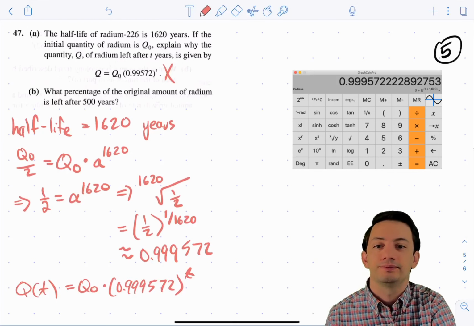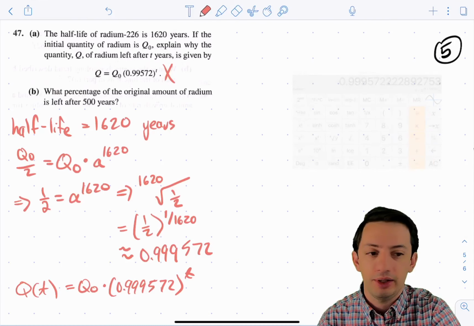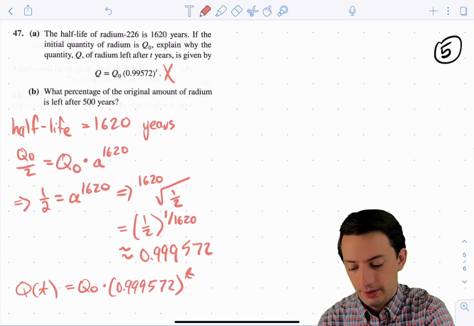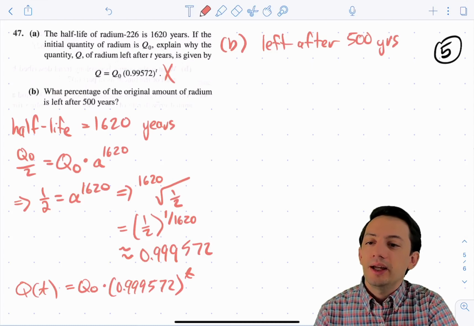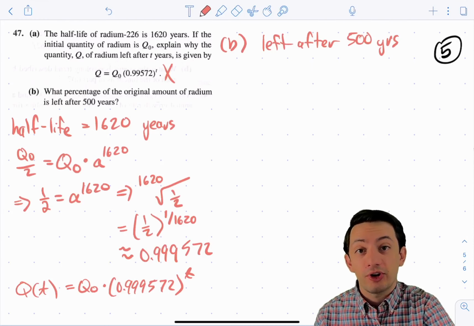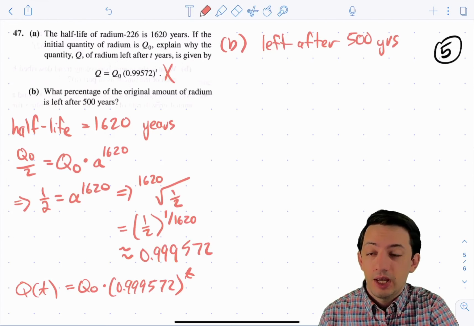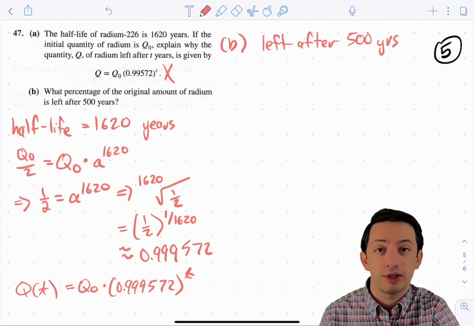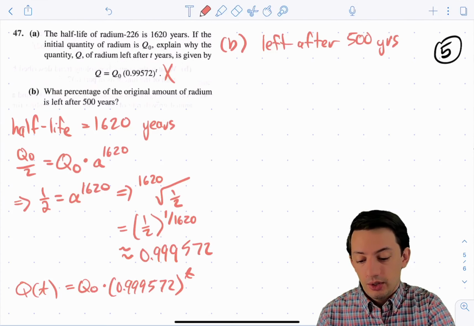OK, now part B says what percentage is left after 500 years. So let me hide the calculator for a minute. Part B, what's left after 500 years? OK, let's use it with what we know the correct answer is now. And then we will assume the book was correct, and we'll see how that's total nonsense. And that would have been your hint, even if you were confused, that the book must be wrong.